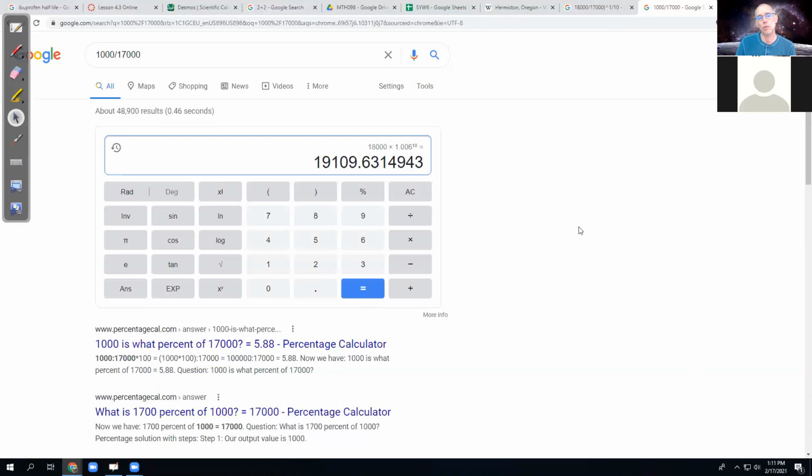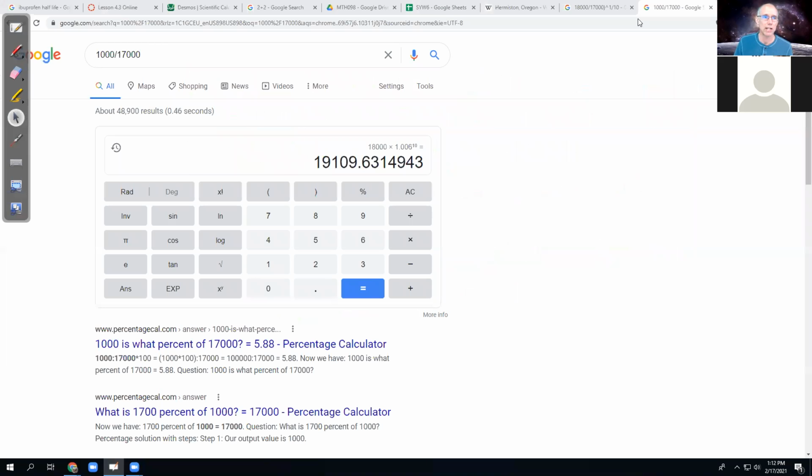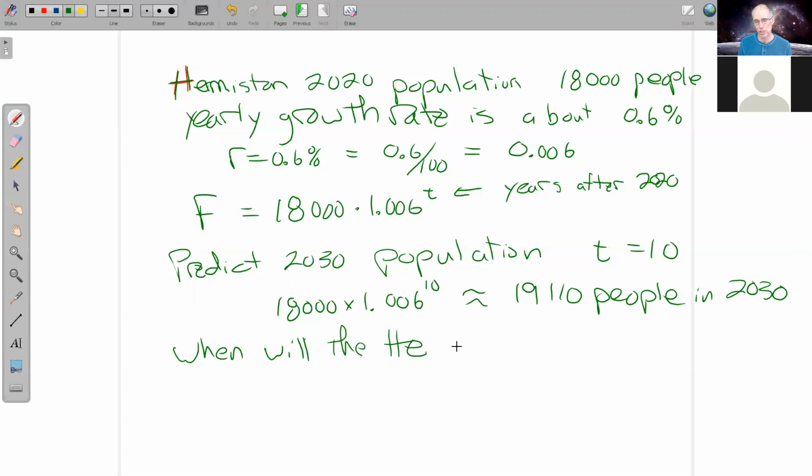So that's our prediction. Now we could ask, okay, well, when is it going to be? When's Hermiston going to reach, say, 25,000 people? Is that going to happen anytime soon? So we might want to know that. So this right here is approximately 19,110 people, and that would be in the year 2030. So next question is when will the Hermiston population reach 25,000?